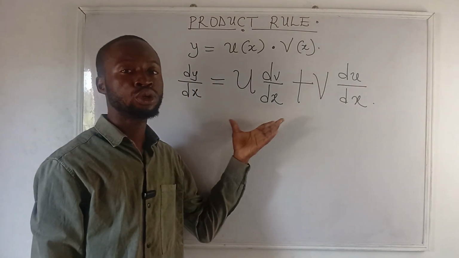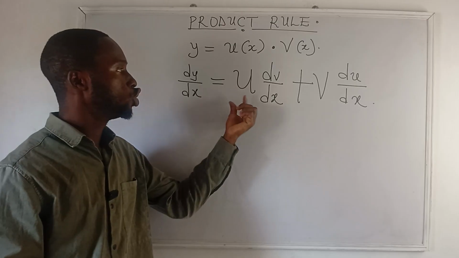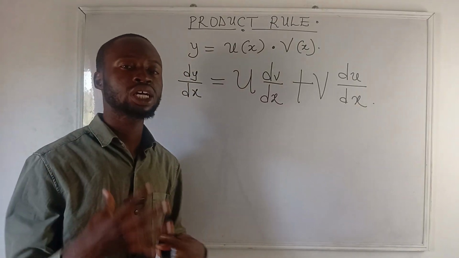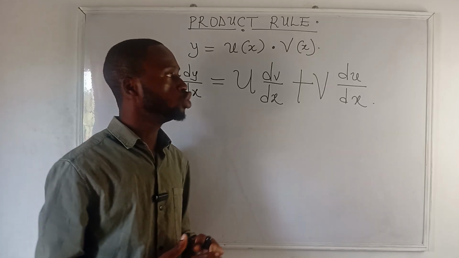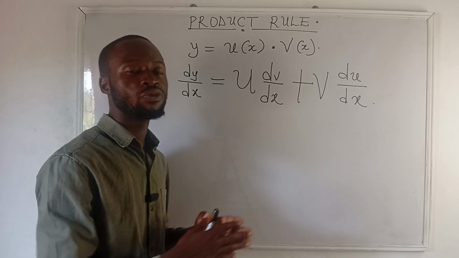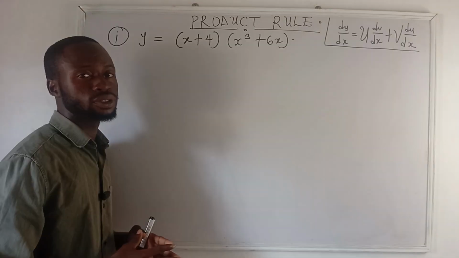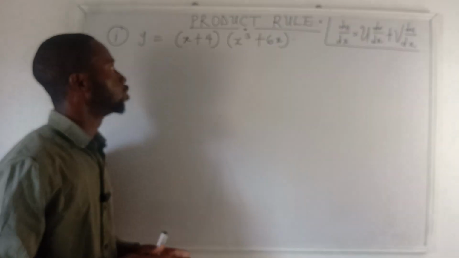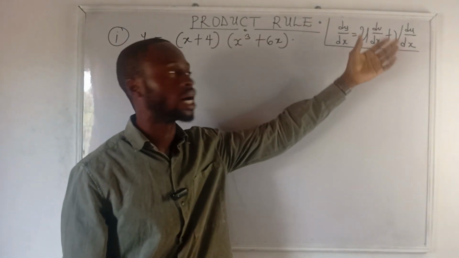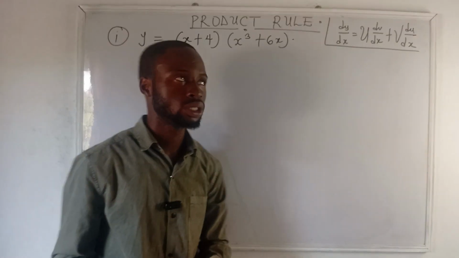So the formula for product rule is given by what? dy over dx equals u dv dx plus v du dx. So by the time you start solving consistently, you'll be able to quickly remember the formula. So let's solve our questions using this formula for product rule. We have our first question on the board. So we have y equals this, and also we have our formula for product rule on the board so that we can make reference to it.